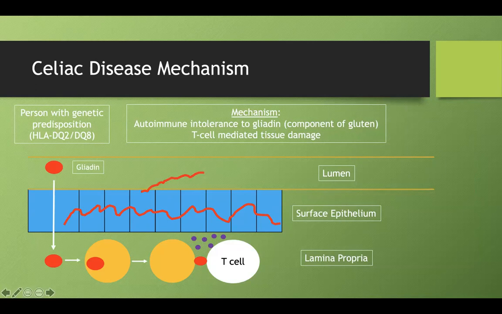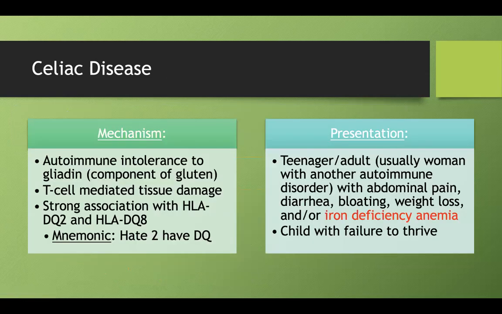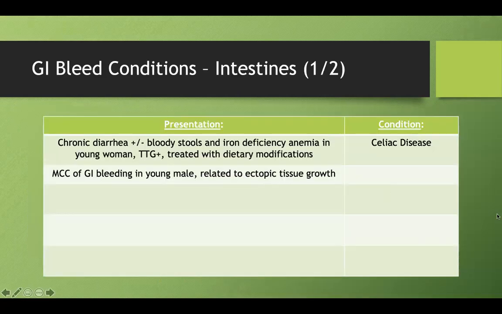So you can get iron deficiency anemia in two different ways. One way is that you're just damaging your duodenal enterocytes, and your duodenum is very important for iron absorption. So it makes sense that if you have fewer enterocytes, you're going to have less iron absorption. All of this damage can also directly cause GI bleeding, which would also cause iron deficiency anemia. So two different ways you can get it. And there's the iron deficiency anemia we're talking about. What's the most common cause of GI bleeding in a young male? And it's related to ectopic tissue growth.